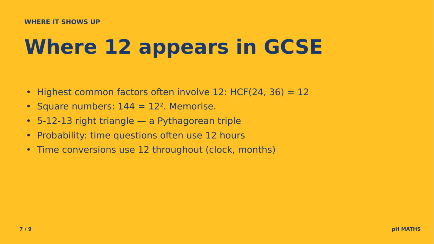Where 12 actually shows up in your exam: highest common factor questions frequently land on 12. Highest common factor of 24 and 36 is 12. Square numbers. 144 is 12 squared. Memorize it cold. The 5, 12, 13 right triangle is one of the most common Pythagorean triples on the paper. Probability questions use 12-hour clocks and 12-month years, and time conversions all lean on 12.